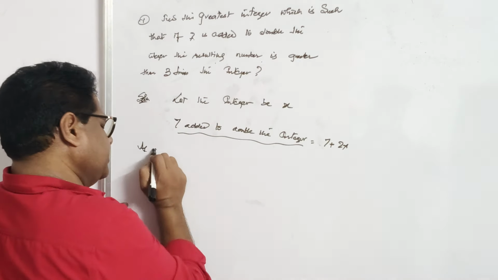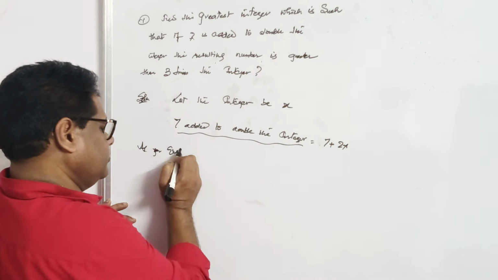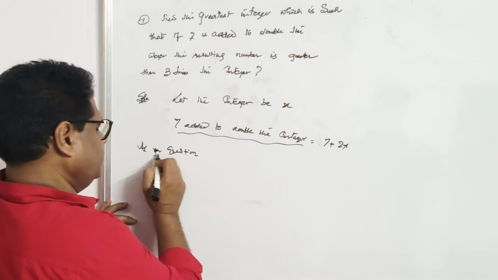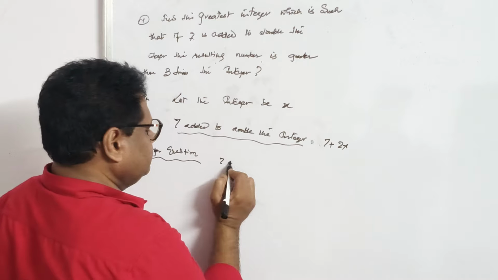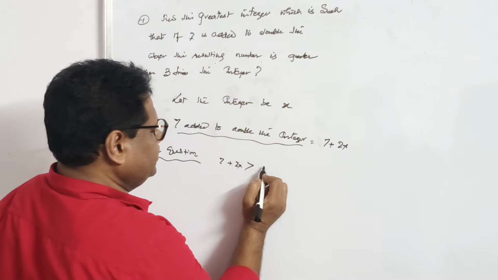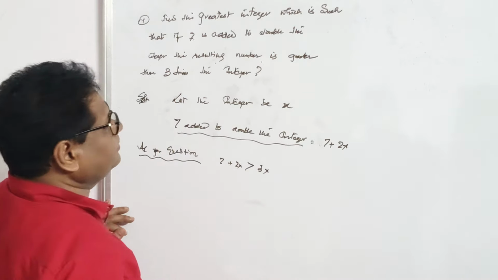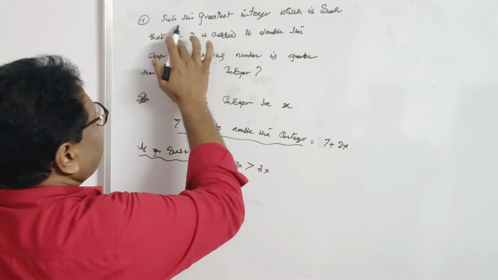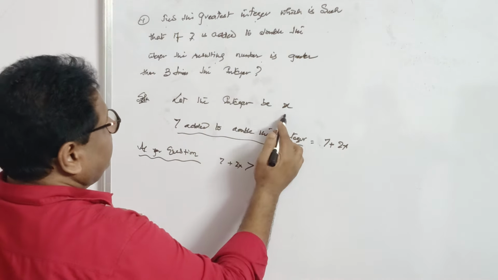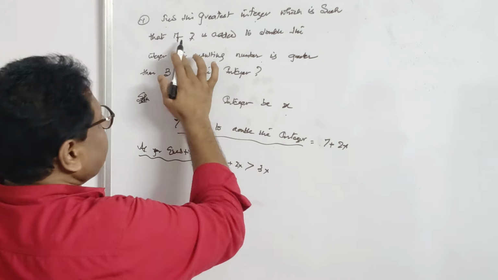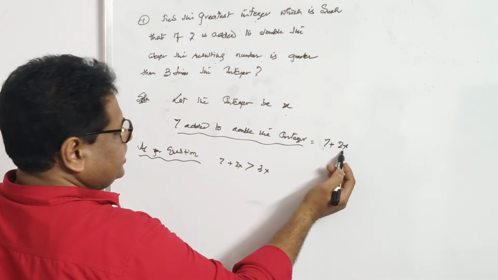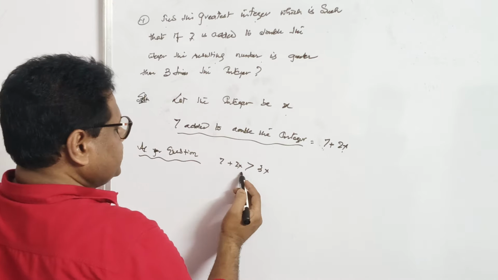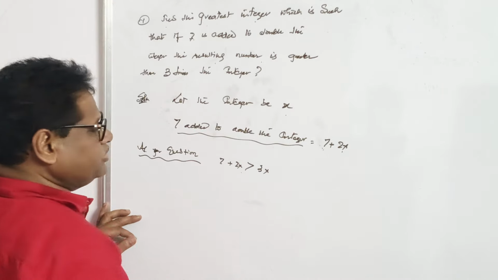Now as per the question, the resulting number is greater than 3 times the integer, right? So let's read the question first. Find the greatest integer, that we have taken x, added 7 to double the number, that means 7 plus double the integer, okay? The resulting number is greater than 3 times the integer.